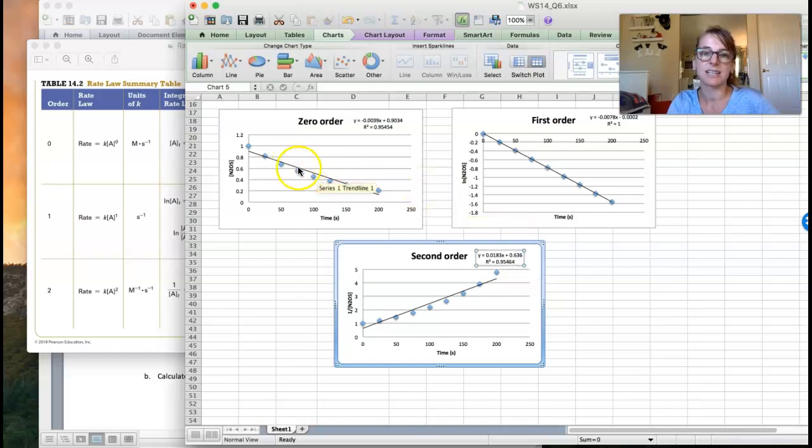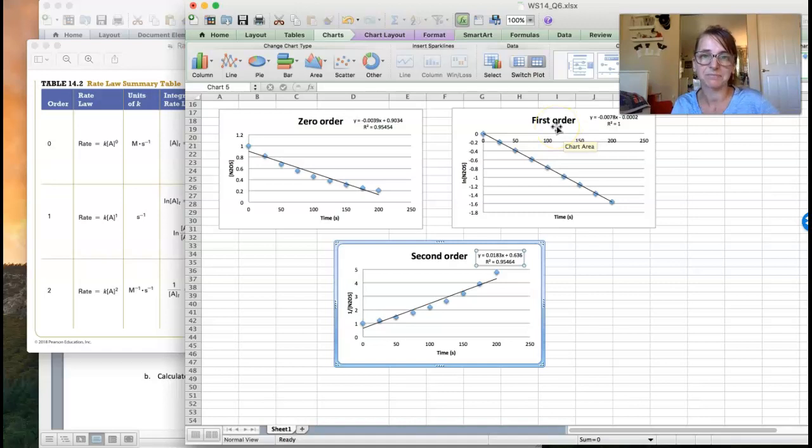And so you can see here that with zero and second order kinetics, the line doesn't fit very well. R squared is only 0.95. The closer you are to 1, the better your fit is. Now with the first order kinetics, R squared is equal to 1. So in this case, dinitrogen pentoxide, when it's decomposing, is following first order kinetics.